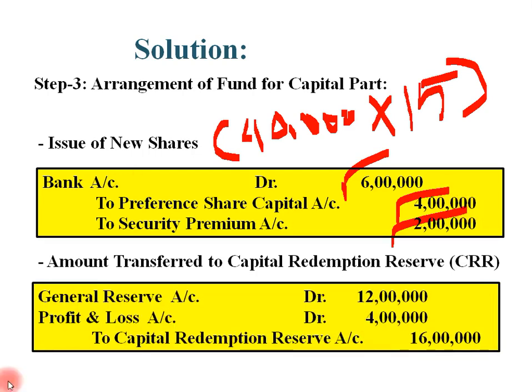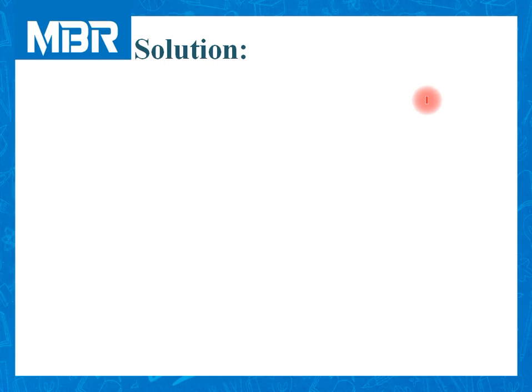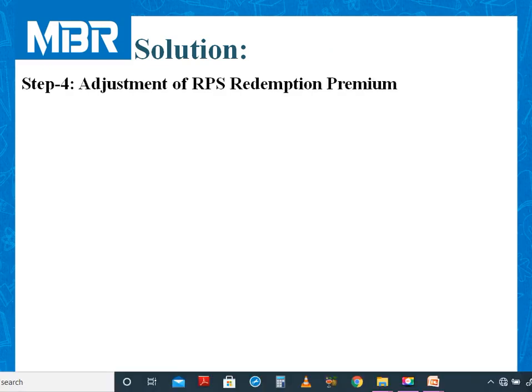And amount transferred to CRR account. 12 lakhs rupees transferred from general reserve account and rupees 4 lakhs from profit and loss account. Total amount transferred to CRR: rupees 16 lakhs. With this, arrangement of fund for capital part comes to an end. Let us enter into step number 4. Step number 4 is all about adjustment of RPS redemption premium.